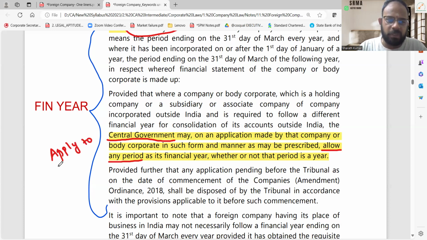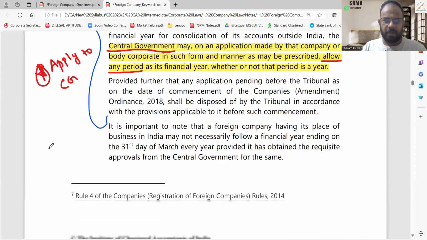Because the other authority will follow something, you will follow something which will be very tough. You cannot apply to ROC because above that the central government is there. Apply to the central government, saying, sir, please allow any period as its financial year, so that I will do this. They are asking this in the question and answer: can you change the financial year by application to someone? Yes. If you apply to the central government and they allow any period, they can consider that as a financial year. It is not necessary that it should be 1st April to 31st March. You can go as per your foreign holding company. Are we clear? Yes. I wanted you to listen to this video once or twice. You will be able to get this very, very easily.